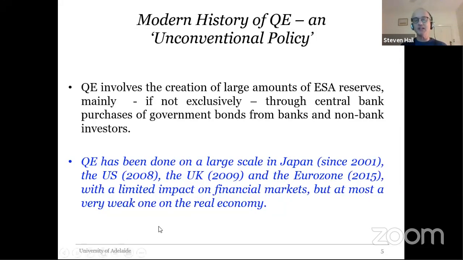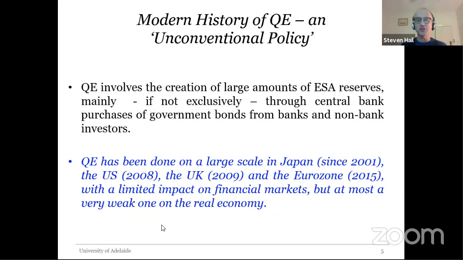I've said at the bottom here, but perhaps we'll dwell on this a little bit later. We've got a lot of evidence on the impact that quantitative easing has on financial markets and more broadly on spending on goods and services and on the real economy. And that evidence is that even when it's done on a huge scale, and it's been done on a vast scale down the years in Japan, and to an extent in those other three countries, if you're going to call the Eurozone a country, the US and the UK and the Eurozone too, it's had a limited impact on financial markets.